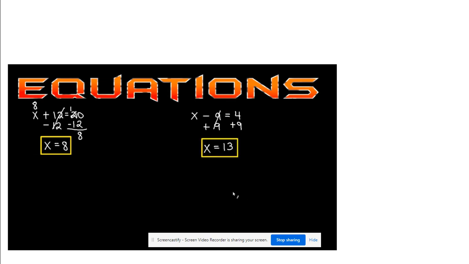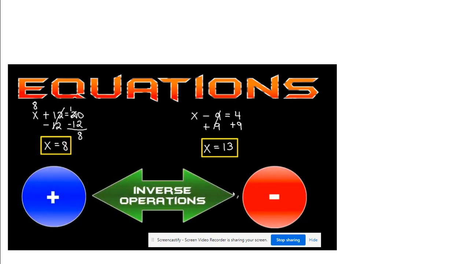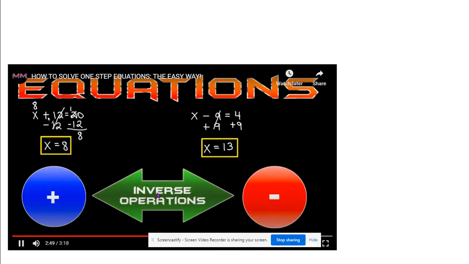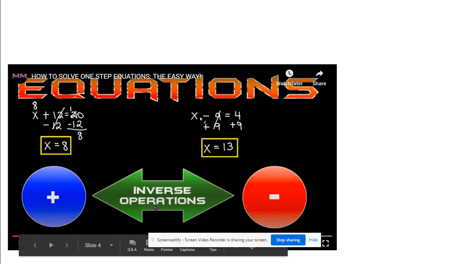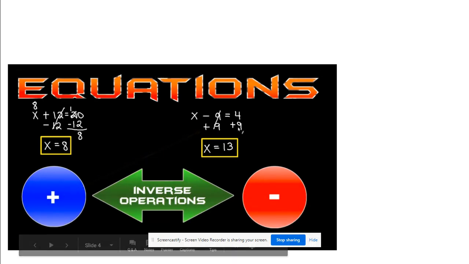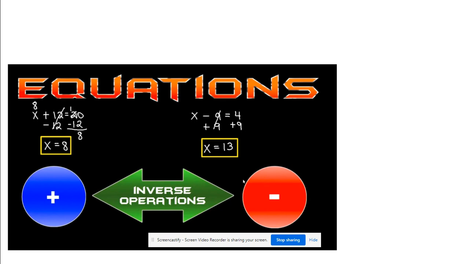Okay, so that was taking a look at one-step equations and solving with our inverse operations. On this side we had x plus 12, so we needed a minus 12 on both sides. And over here we had an equation with subtraction, so we used our addition, plus 9 on both sides. And we were able to solve for our x variables.